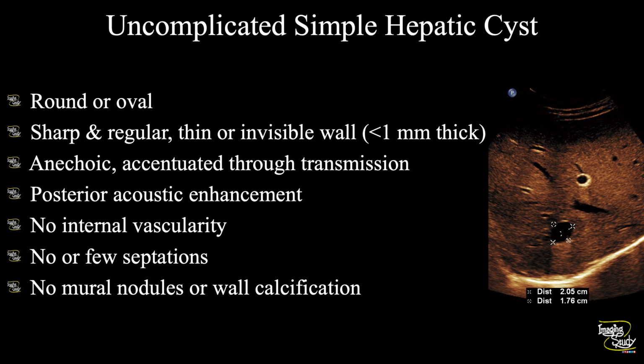So to summarize, in case of uncomplicated simple hepatic cyst, the cystic lesion should be round or oval in shape with a regular sharp margin, thin or invisible wall, that is the wall thickness less than 1 mm. They should be anechoic with posterior acoustic enhancement due to accentuated sound transmission and posterior reflections. On color Doppler, there should not be any vascularity. If the cystic lesion is bigger in size, it may cause adjacent vascular compression or displacement also. There should not be or maybe few thin septations present. There should not be any mural nodule or wall calcification.